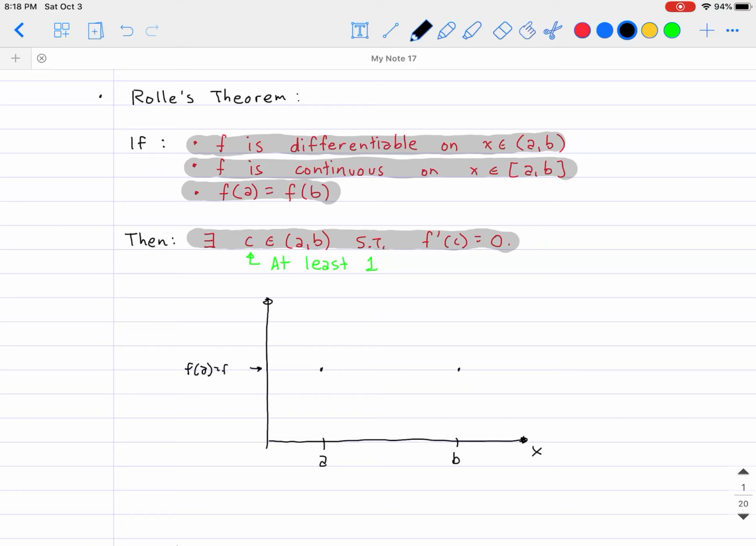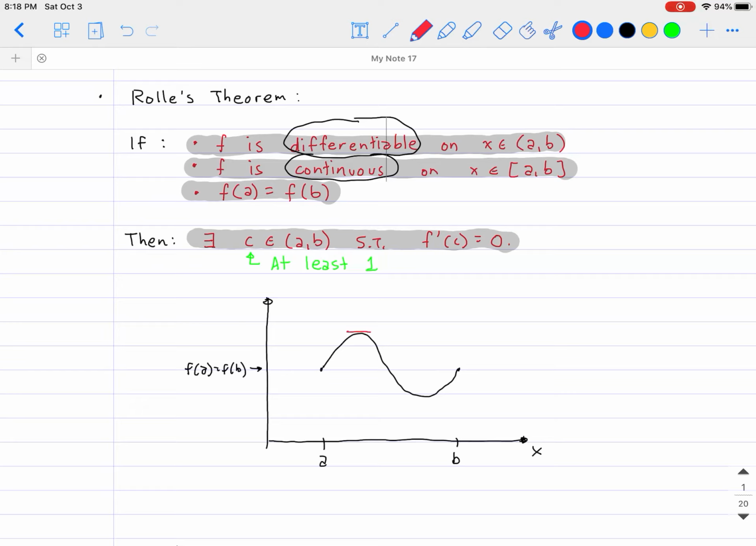So over here, you can see that f of a is equal to f of b in this case. Now, what's going to happen here is that I can draw any curve so long as it is differentiable and also continuous. So why don't I just go ahead and draw any old curve? Maybe something like the following. The conclusion, according to Rolle's theorem, is that there exists a value c inside this interval such that f prime of c is equal to 0.